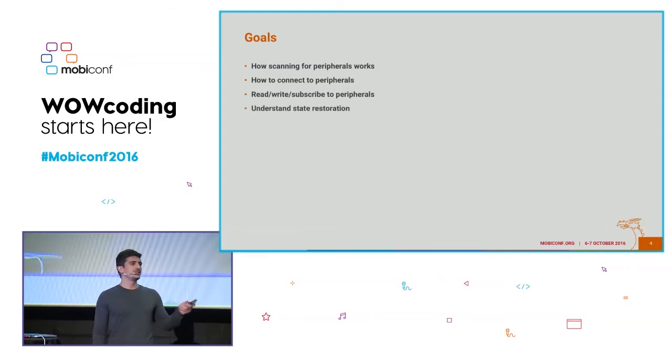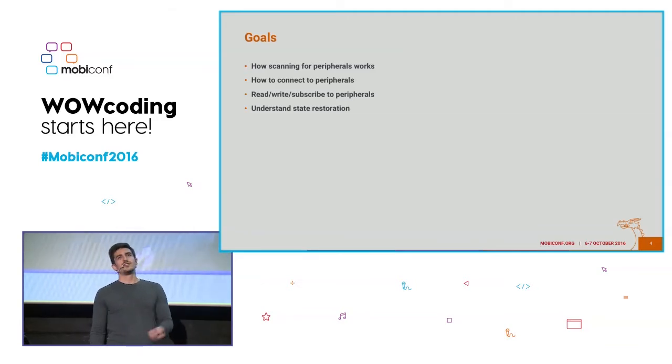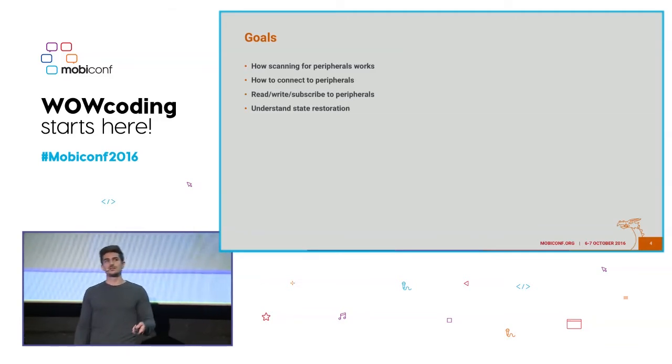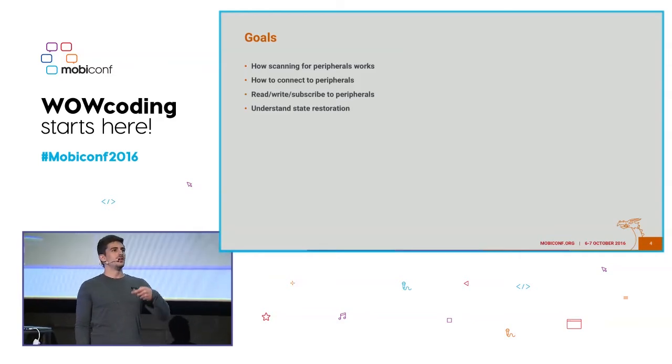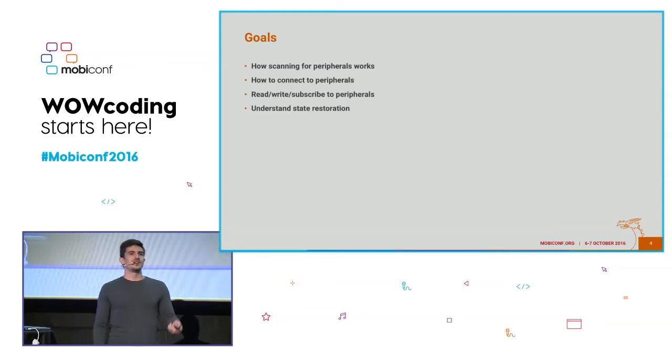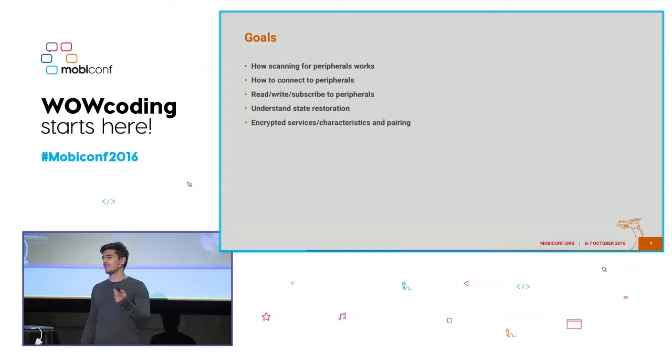I need you to really understand state restoration, because you can establish a connection and everything is fine, but what happens if it fails? What if your app crashes? When the user restarts again, how do you retrieve those peripherals fast enough? How do you guarantee these things are going to happen?